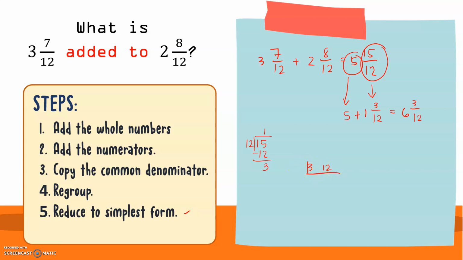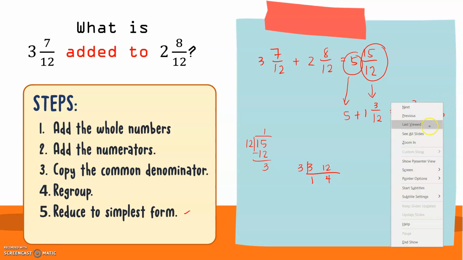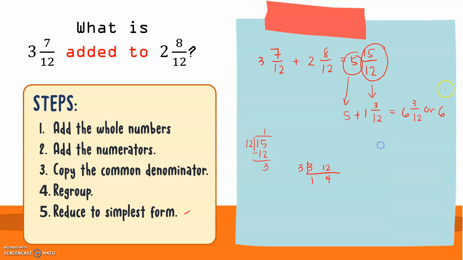Okay, 3 and 12 are both divisible by 3. So 3 divided by 3 is 1. 12 divided by 3 is 4. Therefore, the simplest form of 6 and 3/12 is 6 and 1/4. And that's it for the first part of our lesson.